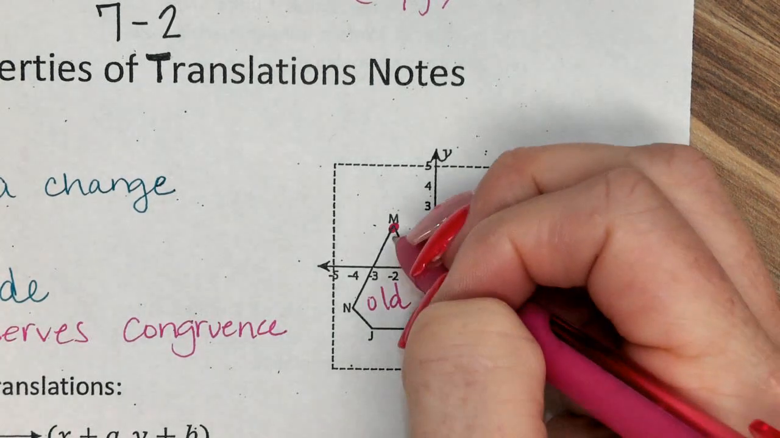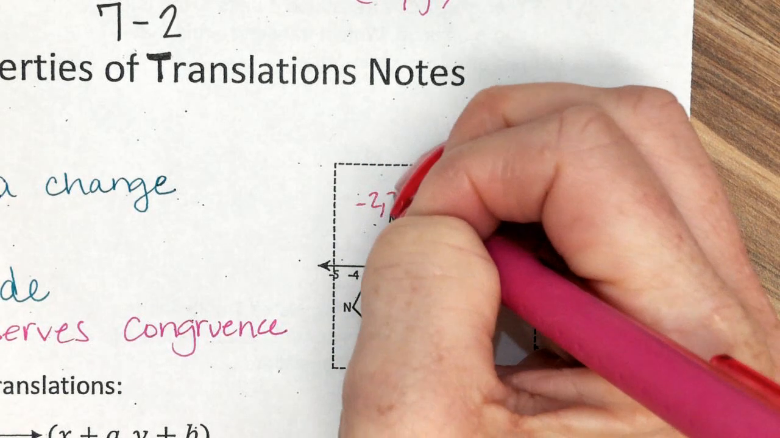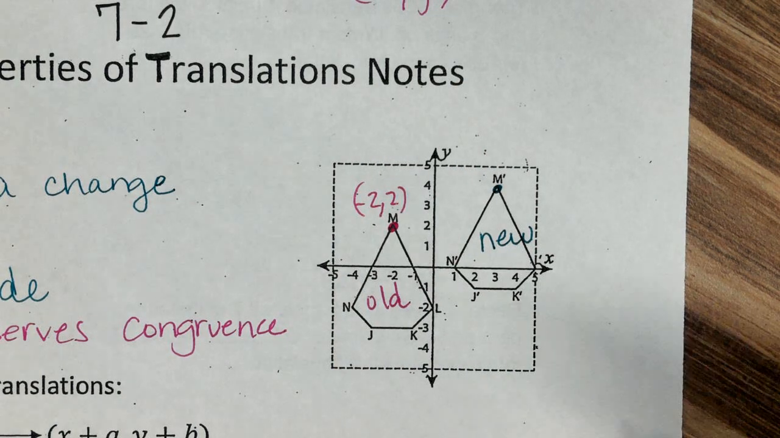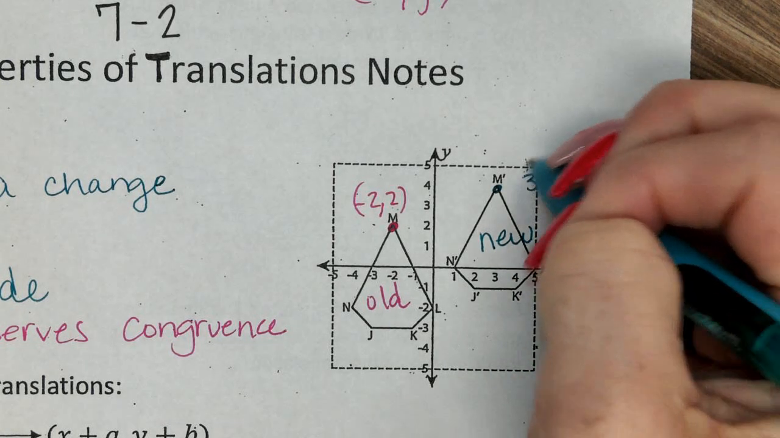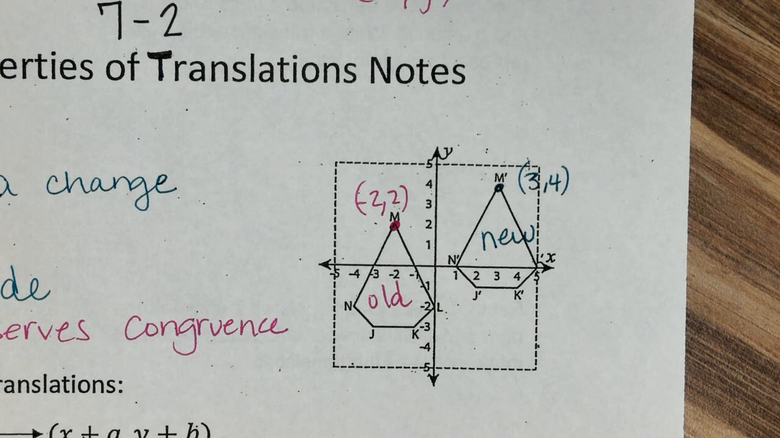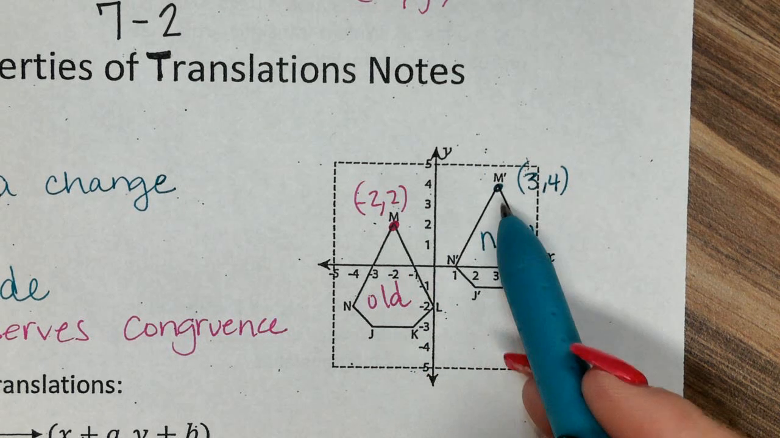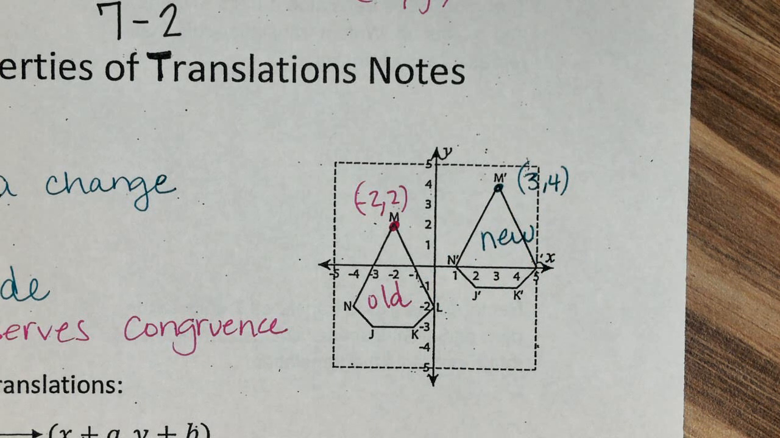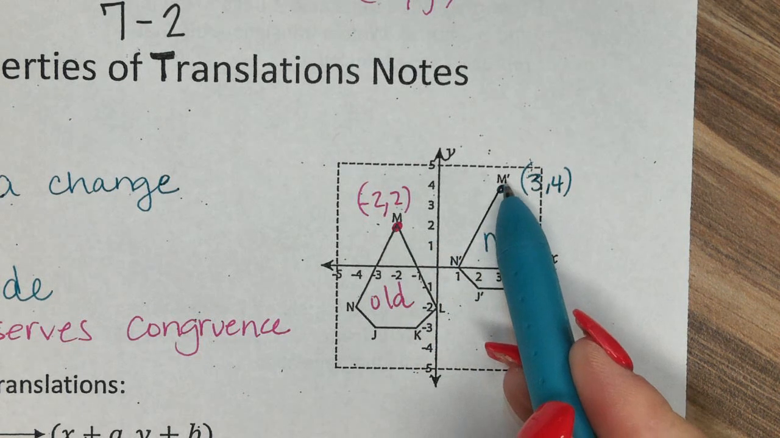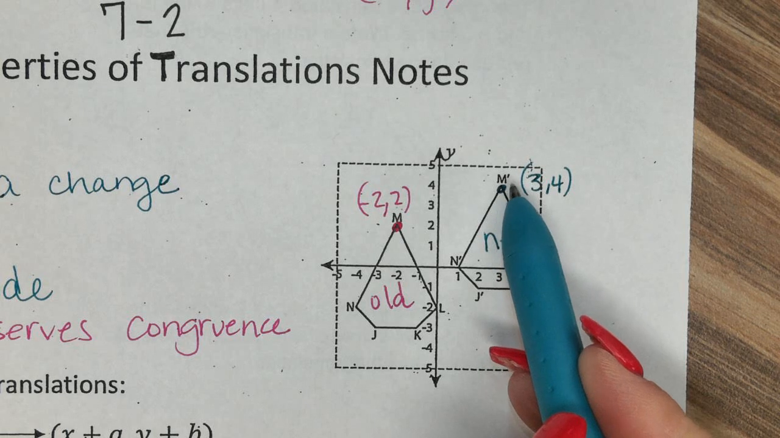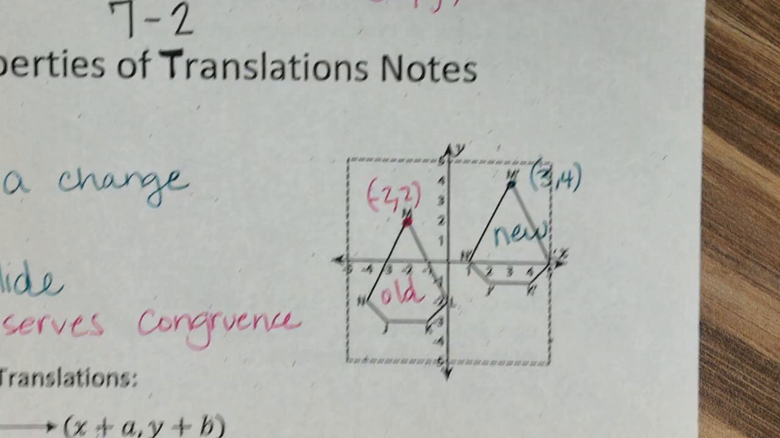So everybody write this down. This M has a value of -2, 2. And the new M has a value of what? 3, 4. So what we're looking at is how did they get from this point to this point? And it is super, super easy. For translations, all you have to do is count. Okay, especially if they give you a graph. All you're going to do is count. You're going to count how far to the right did they move it, and then how far up did they move it. Does that make sense? Yes or no?